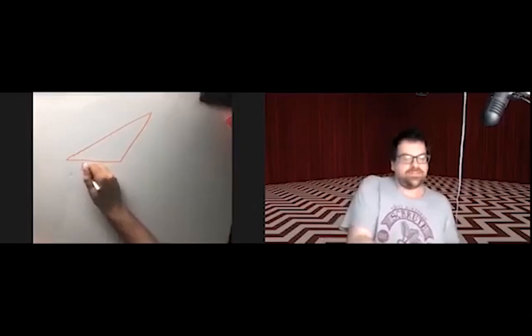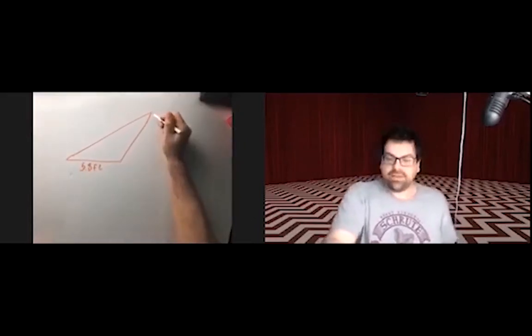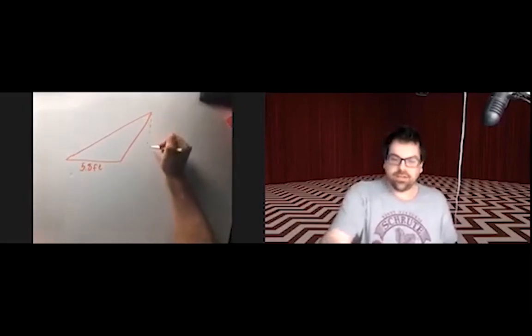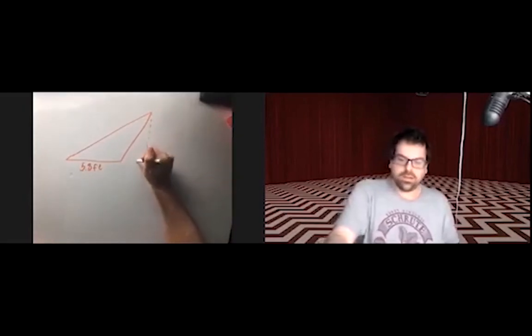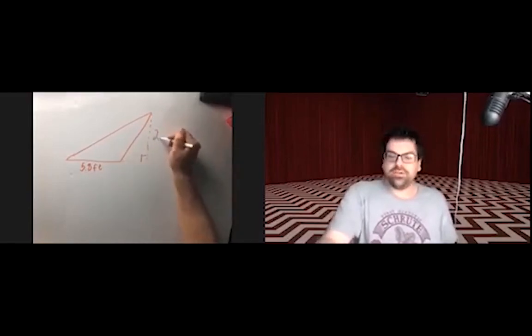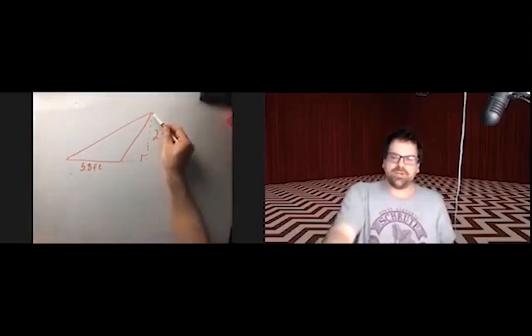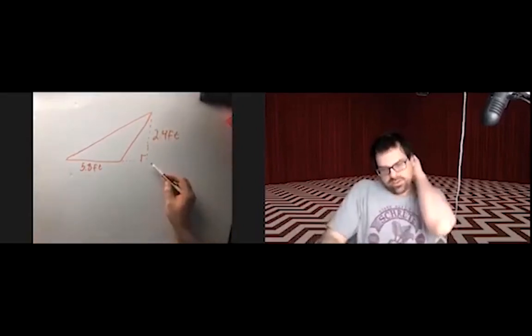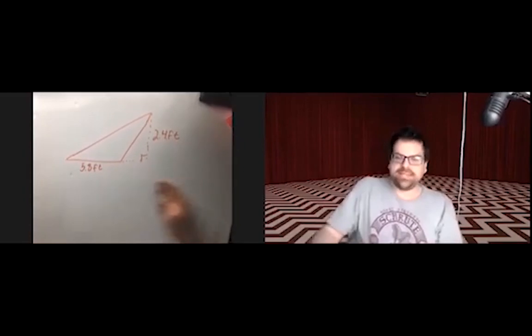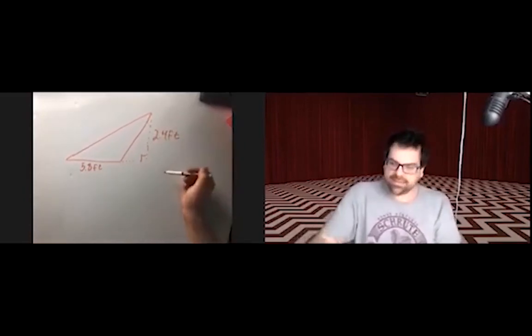We're going to have a base of 5.8 feet. We're going to have a height of 2.4 feet. Remember, height goes from the highest point of the triangle to the same level as the base. It doesn't matter that this height is outside the triangle. It's still the height.